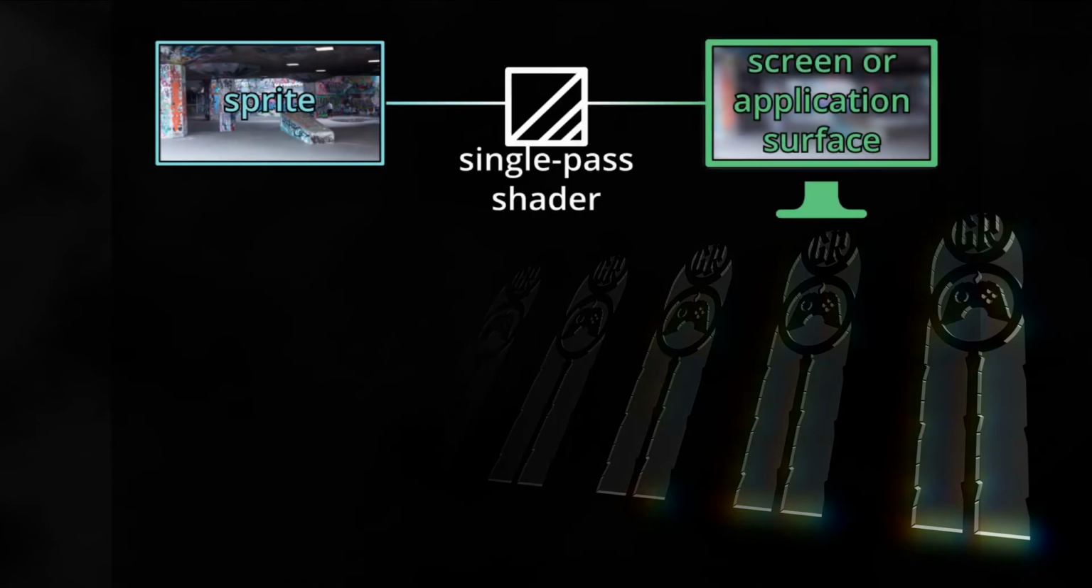So here's a visualization of what we did in the last video. We had a sprite and we drew that through the single pass shader to the application surface. GameMaker Studio then automatically draws the application surface to the screen.